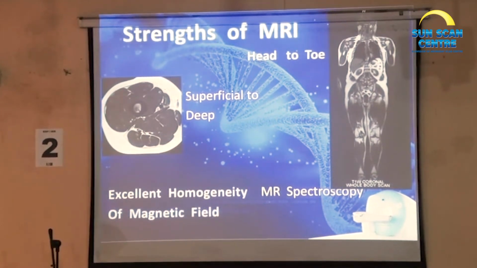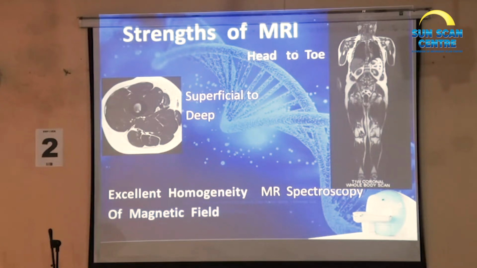There is a mention of superficial to deep. So you can see everything that is superficial, just below the skin, inwards, that is the muscles, the bone. You can see the marrow in the bone as well, and it's one of the very accomplished modalities to see the marrow.